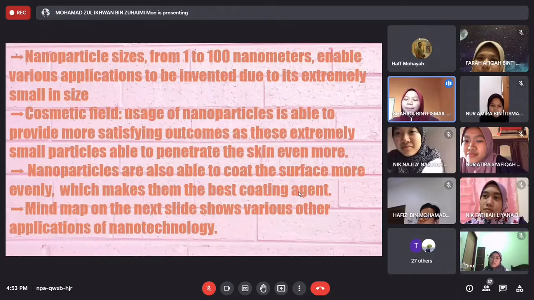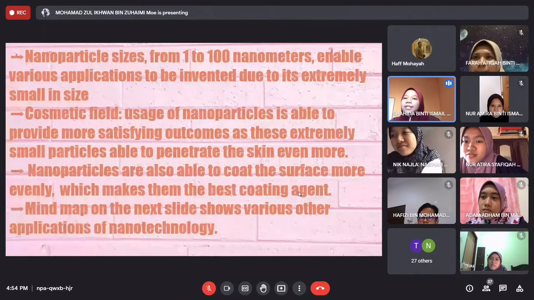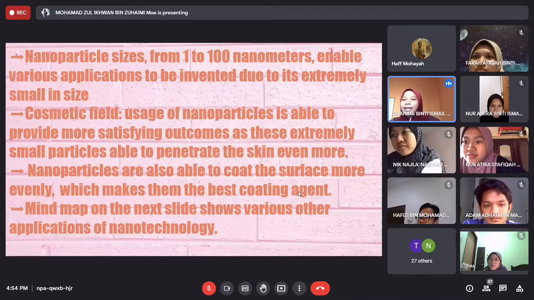Nanoparticles are also able to coat the surface more evenly, which makes them the best coating agent. Mind map on the next slide shows various other applications of nanotechnology.